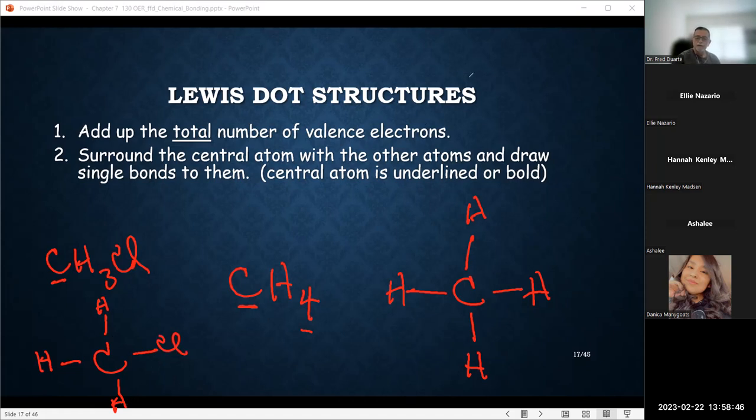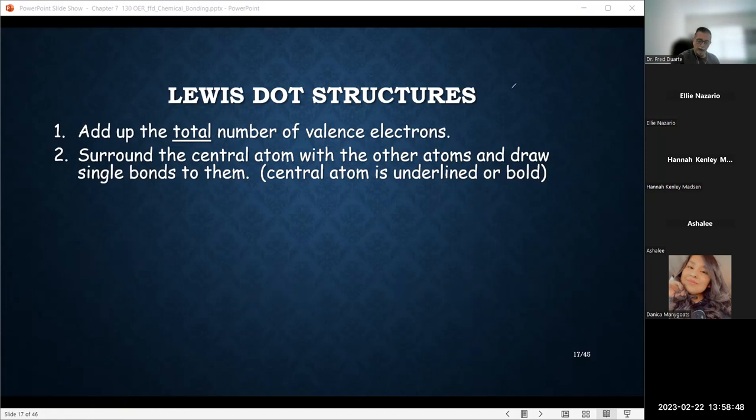That's what we mean by the central atom, and everything is bonded around the central atom. The only time you don't have a central atom is when you have two atoms. You have to have at least three atoms in your structure to have a central atom. If you only have two species, then no one is really a central atom.